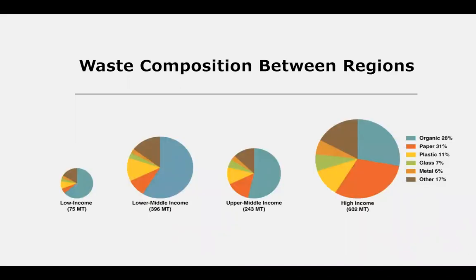The composition of waste also drastically differs between regions. So in lower income countries or regions, most of the waste tends to be organic, with a smaller fraction being plastic, glass, metals, etc. In higher income countries, more of that waste tends to be paper and plastic, with larger percentages of paper waste and a smaller percentage of organic waste.